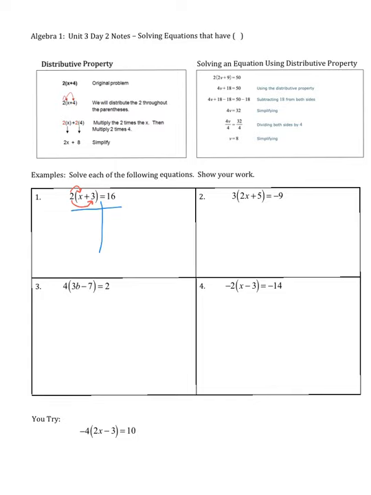All right, so 2 times x is 2x. And then we have plus 3, so plus 2 times 3 is 6, equals 16. Now once you're here, you know what to do. Now you're going to move the 6, so you're going to subtract 6 from both sides. You have 2x equals 10. Divide by the 2, x equals 5.